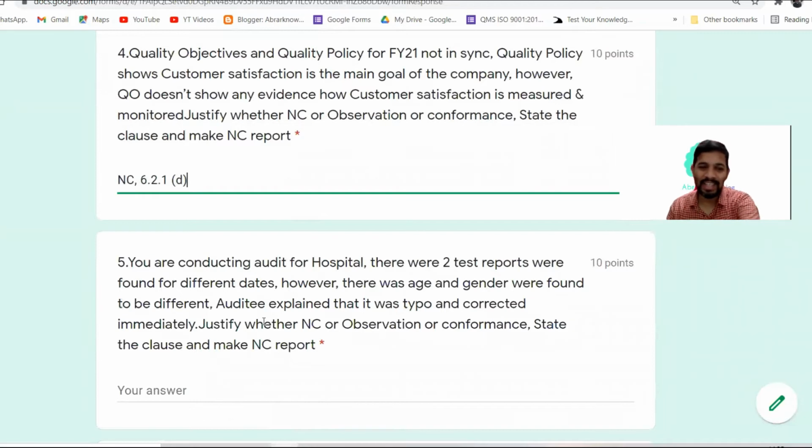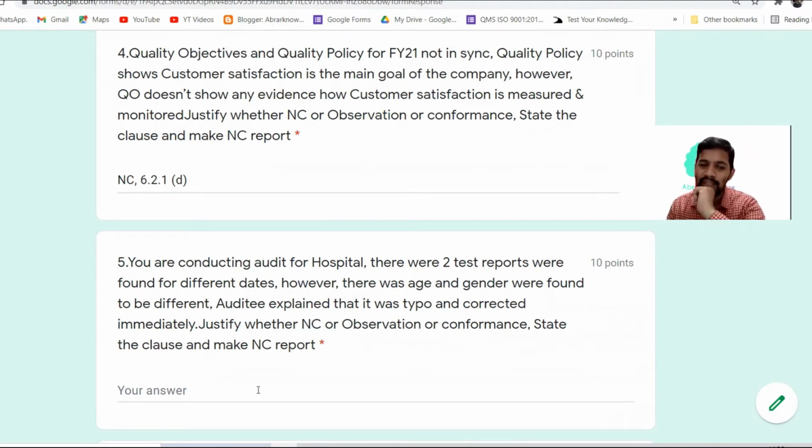Very interesting, right? You conduct an audit for a hospital. There were 2 test reports found at different dates. However, the age and gender were found to be different. The RDT explained that it was a typo error and was corrected immediately. How do you react to this?